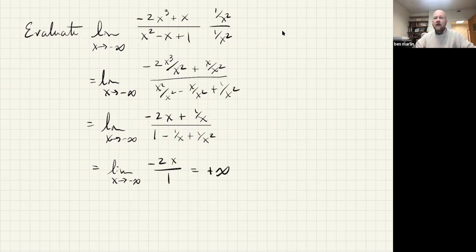If the degree of the numerator was smaller instead of the degree of the denominator, then as you went along with this, you would end up getting 0 as your limit. But in any case, this method of just dividing top and bottom by the highest degree in the denominator always works. And it's just one thing to remember.